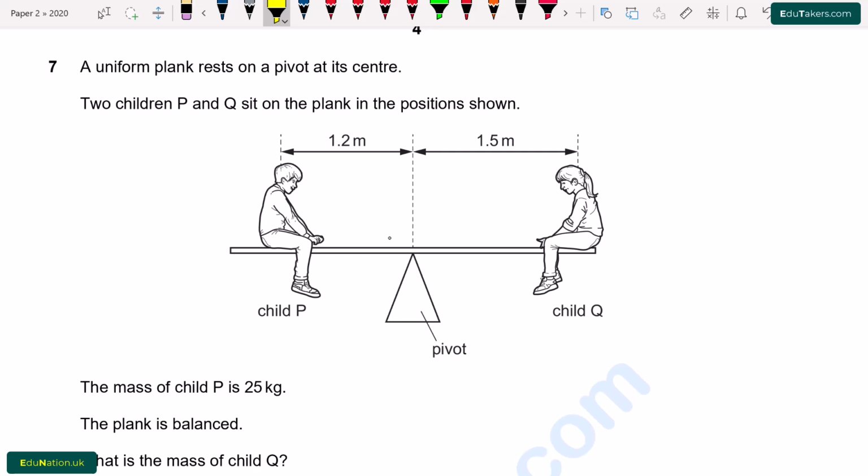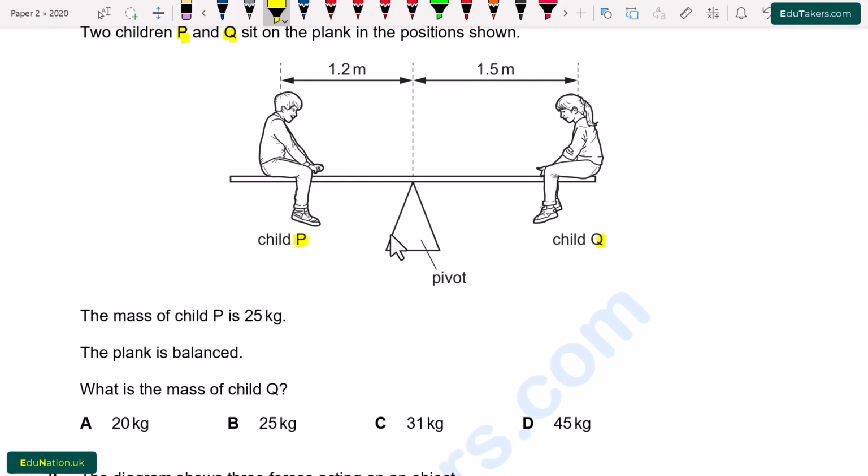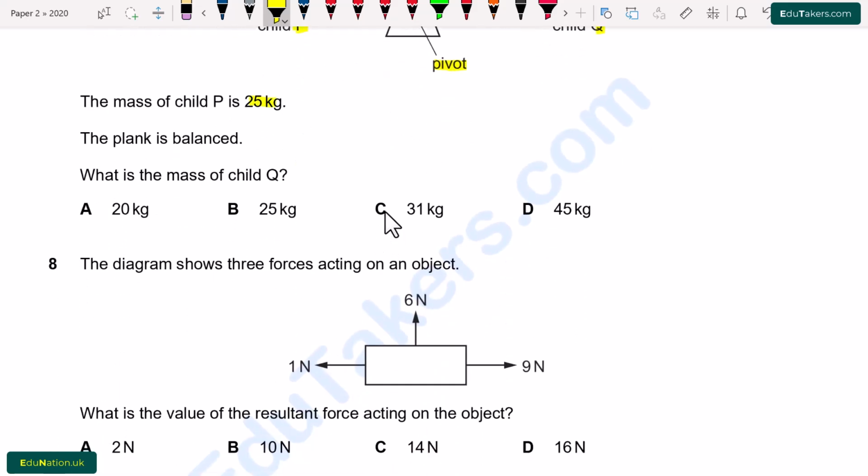Question number 7. A uniform plank rests on a pivot at its center. Two children P and Q sit on the plank in the position shown. So first of all, there are two children P and Q. They are sitting on the plank and there is a pivot point shown here. The distance of the child P from the pivot is 1.2 meter, while the distance of the child Q from the pivot is 1.5 meter. The mass of the child P is 25 kilogram. The plank is balanced. What is the mass of the child Q?